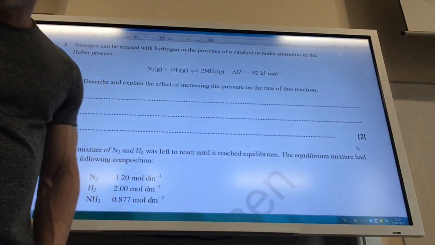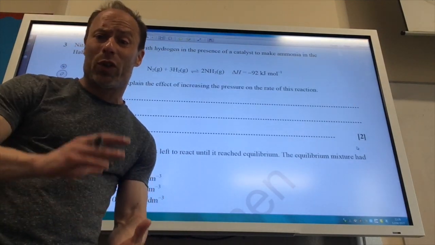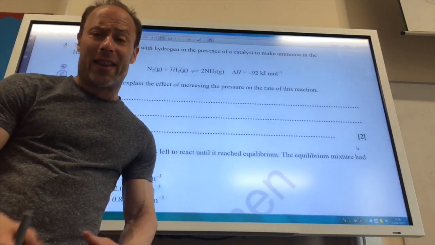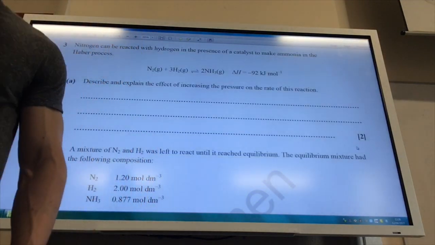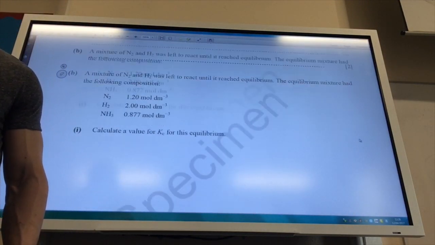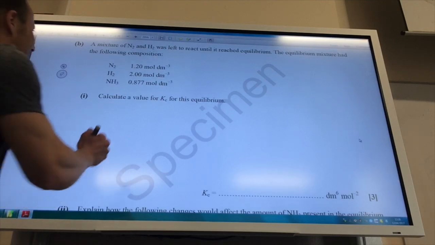If I increase the pressure, the rate of reaction will increase because my molecules are closer together and therefore there are more collisions per second. It then gives me some concentrations and it wants me to calculate Kc.